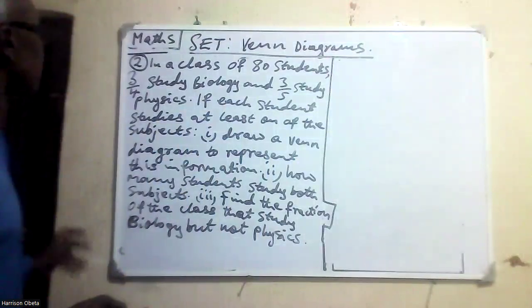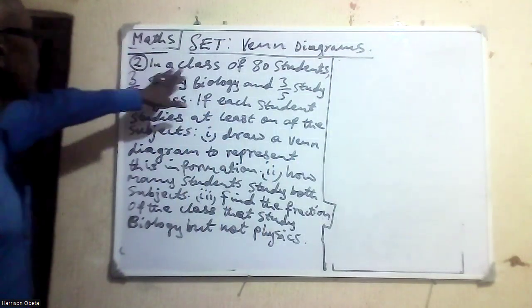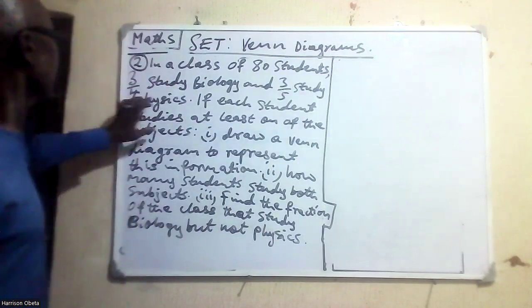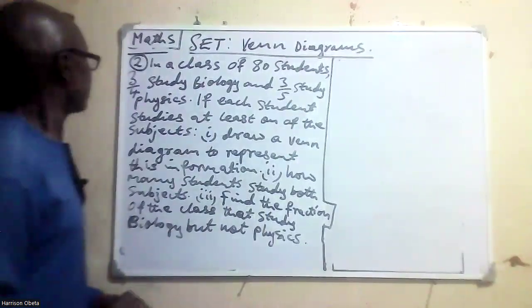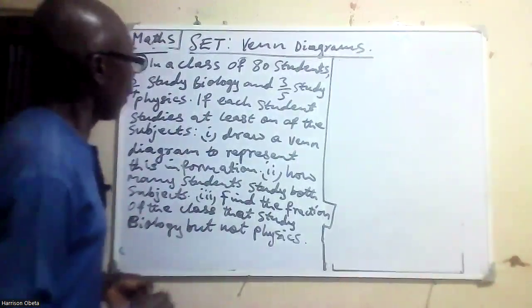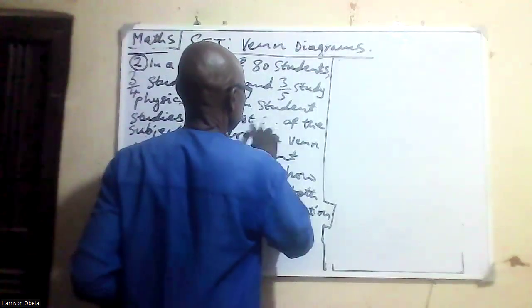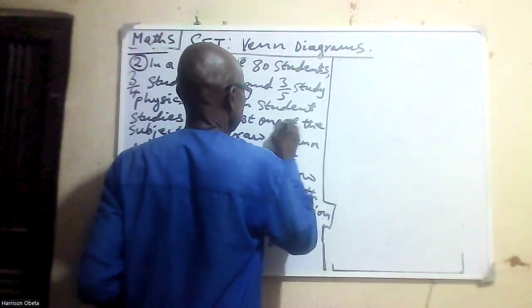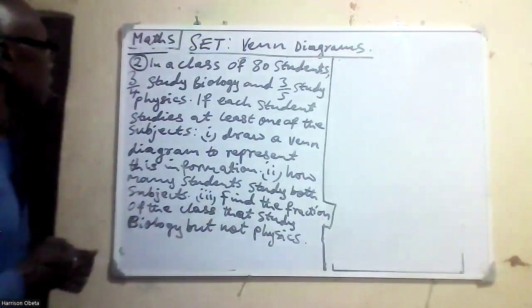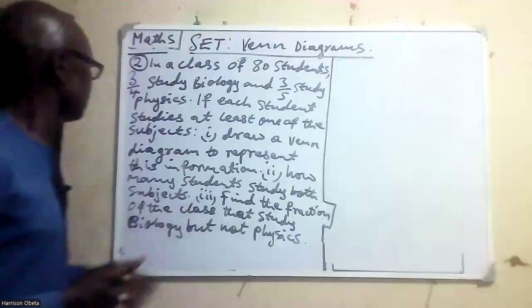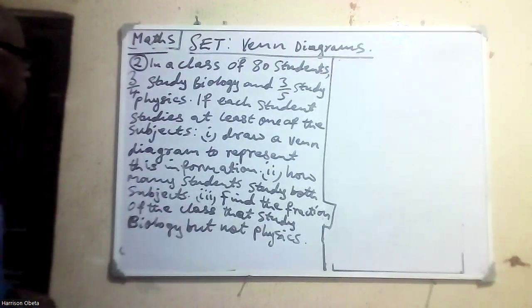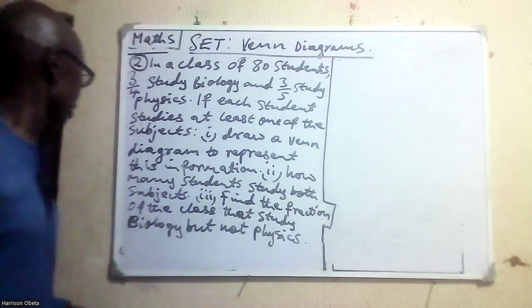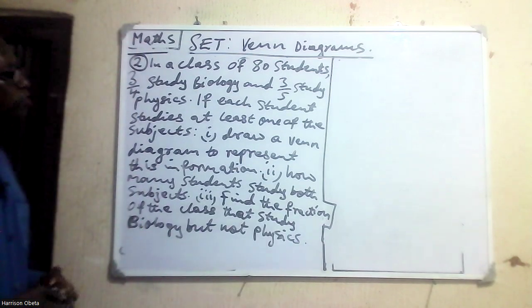Okay, number 2 question, we have it on the board. In a class of 80 students, 3/4 study biology and 3/5 study physics. If each student studies at least one of the subjects, we are told to draw a Venn diagram to represent this information. 2, we're asked to find how many students study both subjects. And finally, we're asked to find the fraction of the class that study biology but not physics.